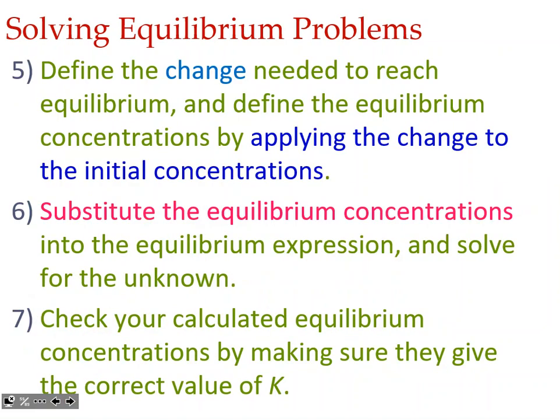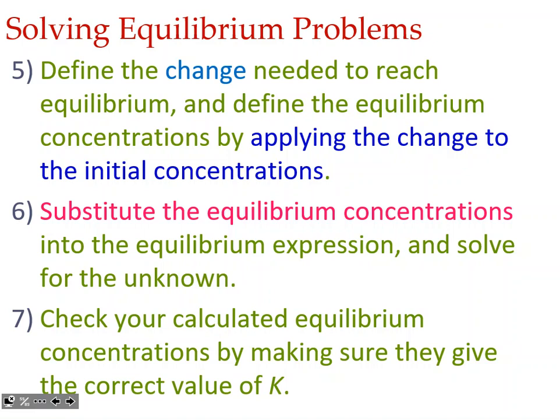Define the change. You're going to do that based off of the mole relationship in the balanced reaction, like 2x, 1x, 3x, whatever, although we don't really write 1x. It's just going to be x there. Then we apply those changes to our initial concentrations. We subtract them out or add them based on if it's losing or gaining. And then you substitute the equilibrium concentrations into the expression, which is what we've been doing.